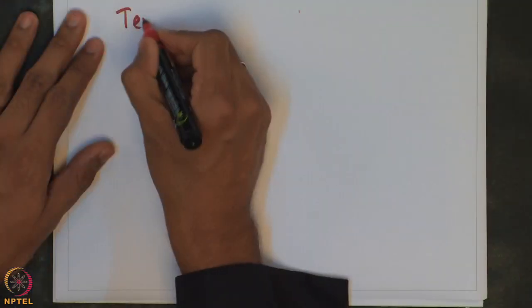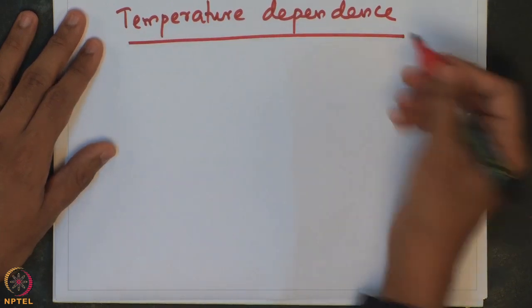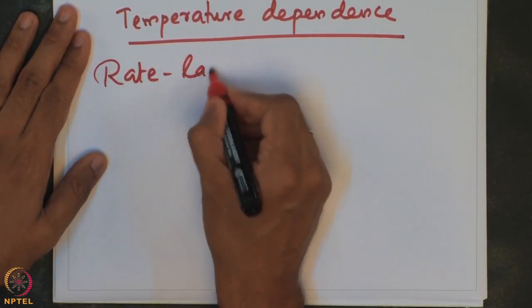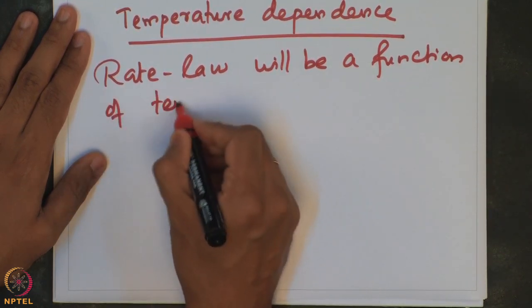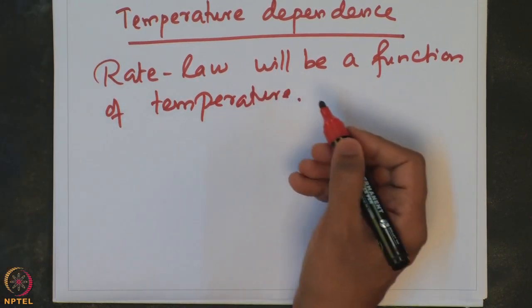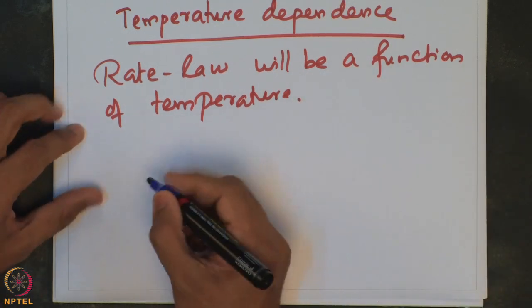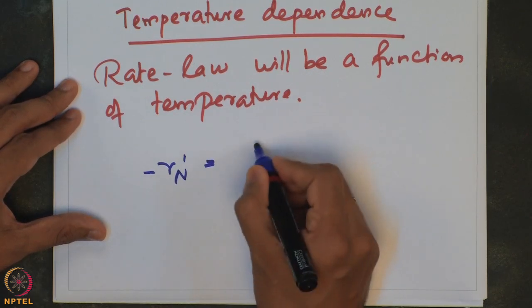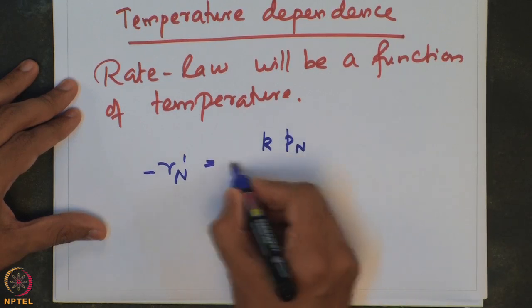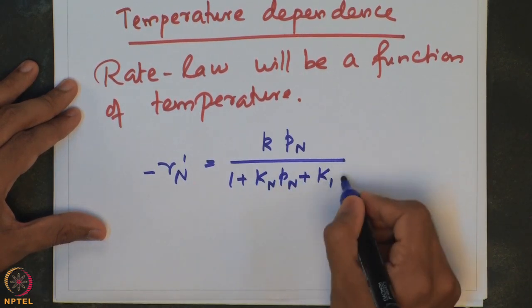So, let us now briefly look at the temperature dependence. Rate law is of course a function of temperature. Let us look at what could be the temperature dependence for the case that we have just looked at. So, the rate law for the isomerization that we arrived at, let us say that our rate is essentially given by some rate constant k into Pn, which is the partial pressure of n-pentene, divided by 1 plus Kn Pn plus Ki Pi.